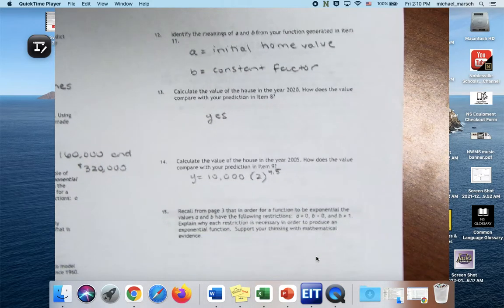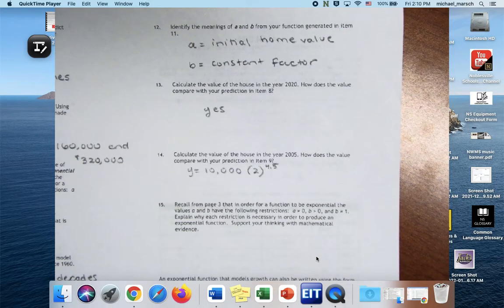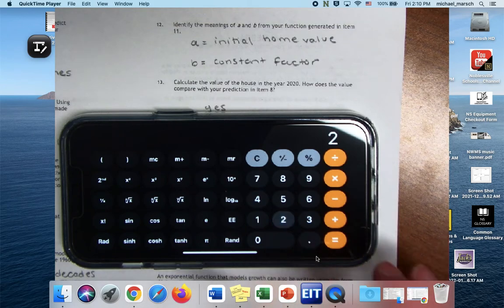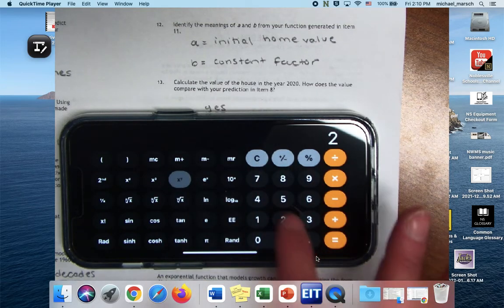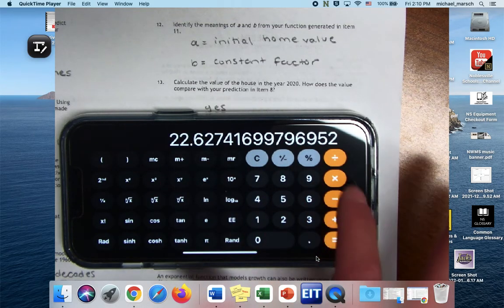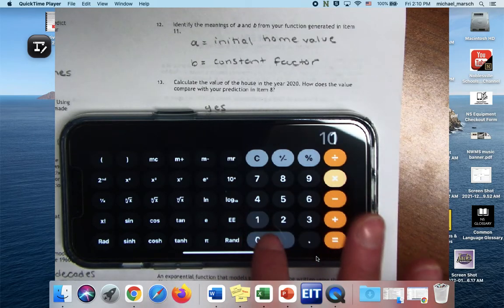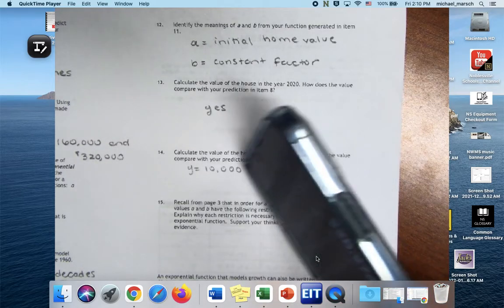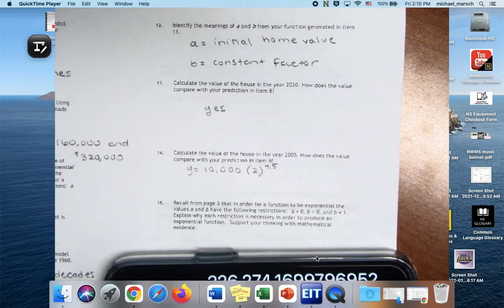So let's see if that works. I'll get out my fancy calculator here. 2. I have to hit x to the y, 4.5. That's ugly. Times 10,000. What did they do wrong? I don't know. Was this supposed to work? It was.